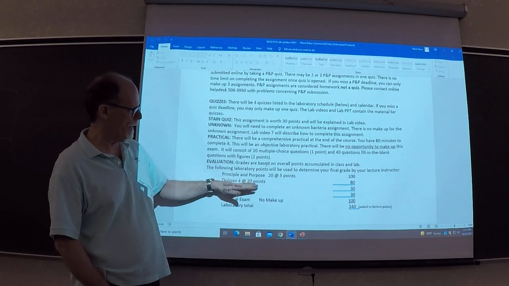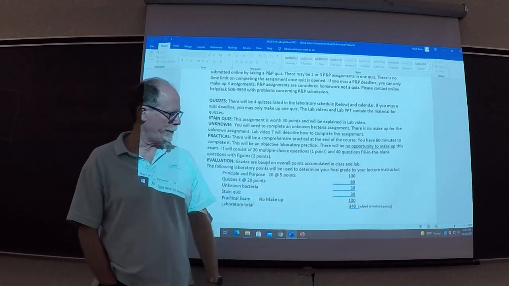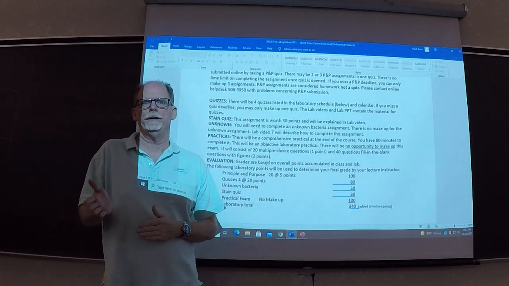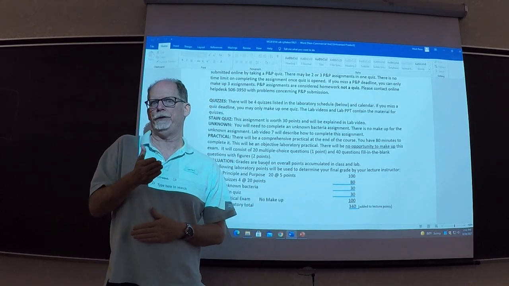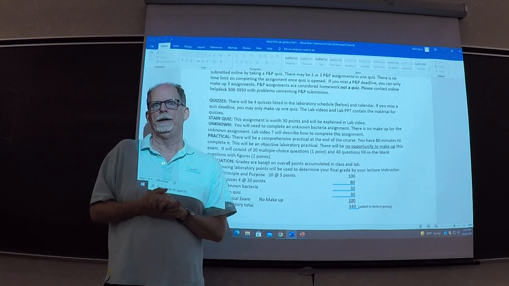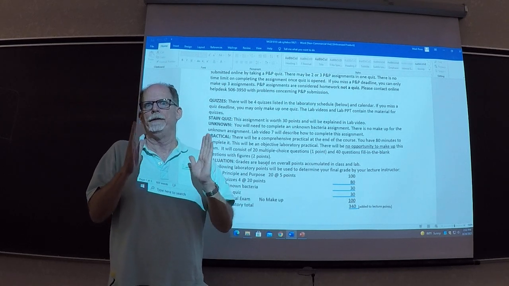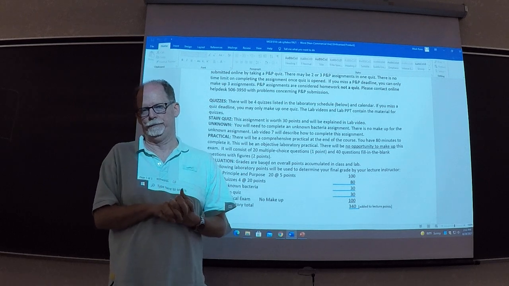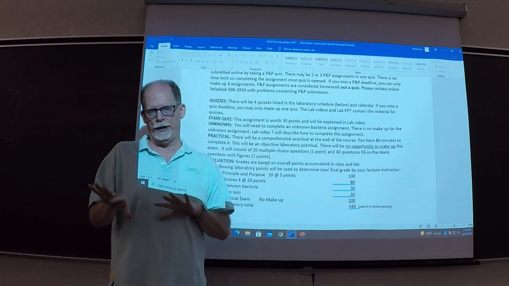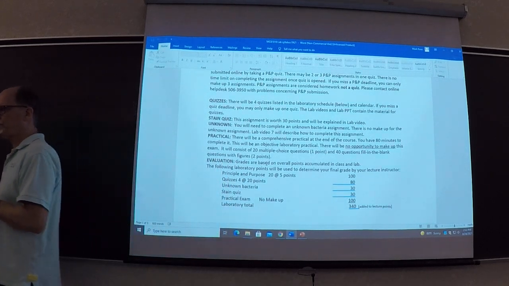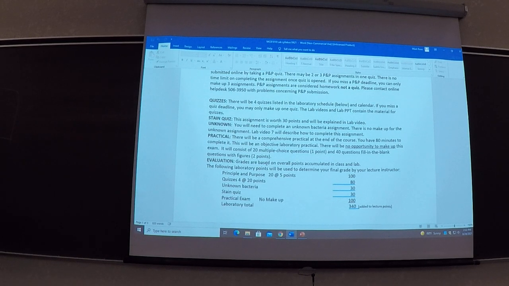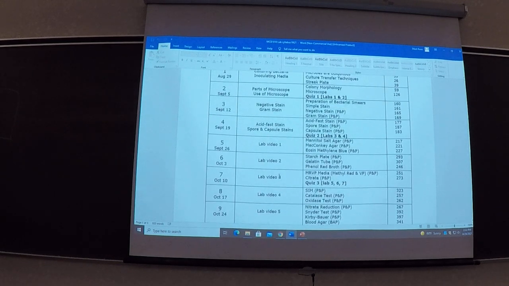And then this is the breakdown. You can earn a total of 340 points in lab. They get put into the grade book for your lecture. I add up both. That determines your grade for both lecture and lab. Right? There's not separate grades. And then the remaining part of this, right, is the schedule.